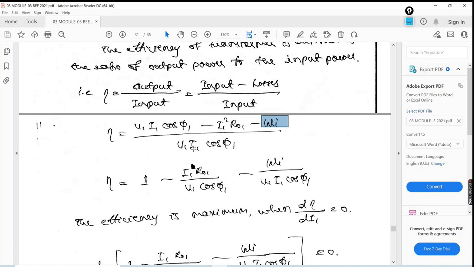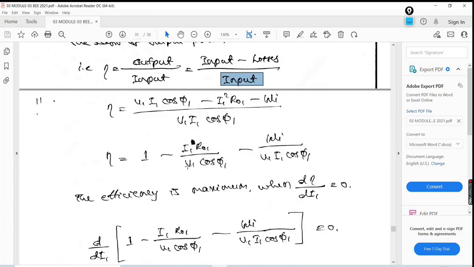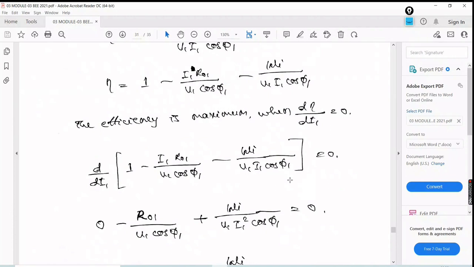Divided by V1 into I1 into cos phi 1, because input power in an AC circuit, P, is equal to V I cos phi. 1 is for primary, 2 is for secondary. Then we'll get 1 minus I1 R01 divided by V1 cos phi 1, because the I1 will get cancelled, minus Wi divided by V1 I1 cos phi 1.